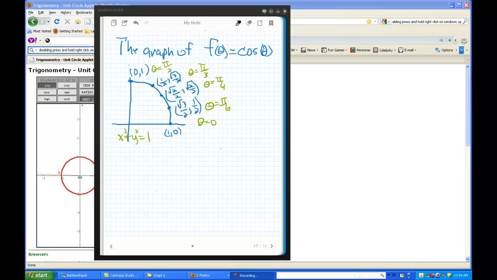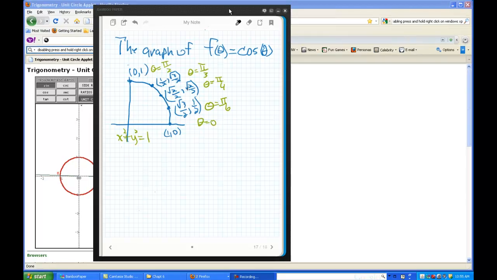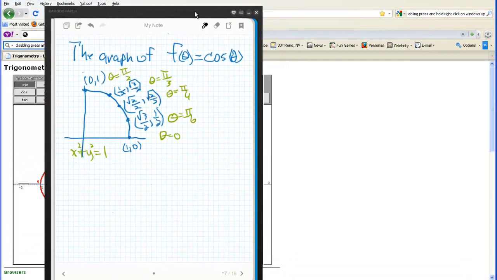Hey everybody, it's Ripley again, and today we're going to do the graph of f of theta equals cosine of theta. Now hopefully you've already seen f of theta equals sine theta on the video, so this should be relatively easy for you. Remember that f of theta equals cos theta. We're going to steal values from the unit circle, and instead of stealing y values like we did for sine theta, we're going to grab these x values. So these x values are what's going to come out and help create our point.